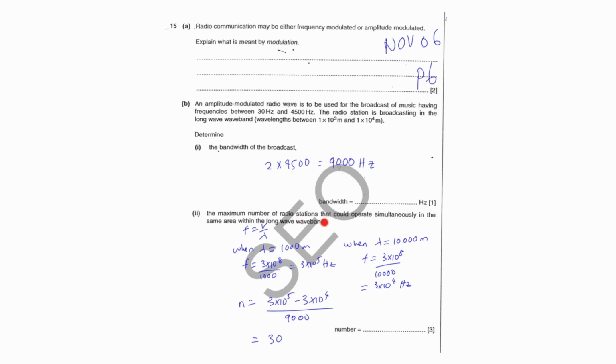Now, the maximum number of radio stations that could operate simultaneously in this same area. So what you have to do is what I told you. You have to convert these two to frequencies using v equals f lambda. So what you will notice is that the long wave waveband occupies from this frequency to this frequency. Between these two limits, to find how many frequencies you have in between, you subtract the two. So when you subtract, you get the range of frequencies available, but each station occupies 9000 Hz, which is the bandwidth. So you divide by 9000 Hz, and you get how many stations can operate.